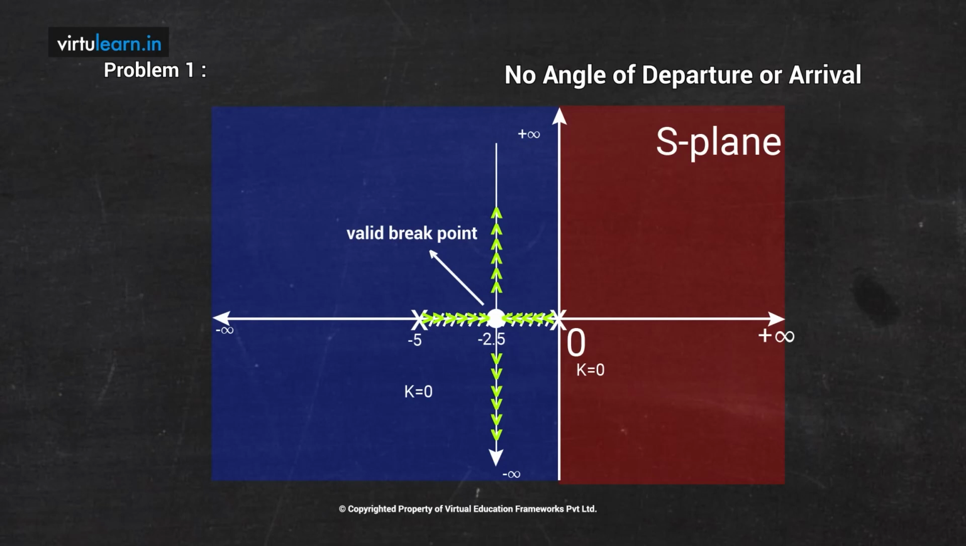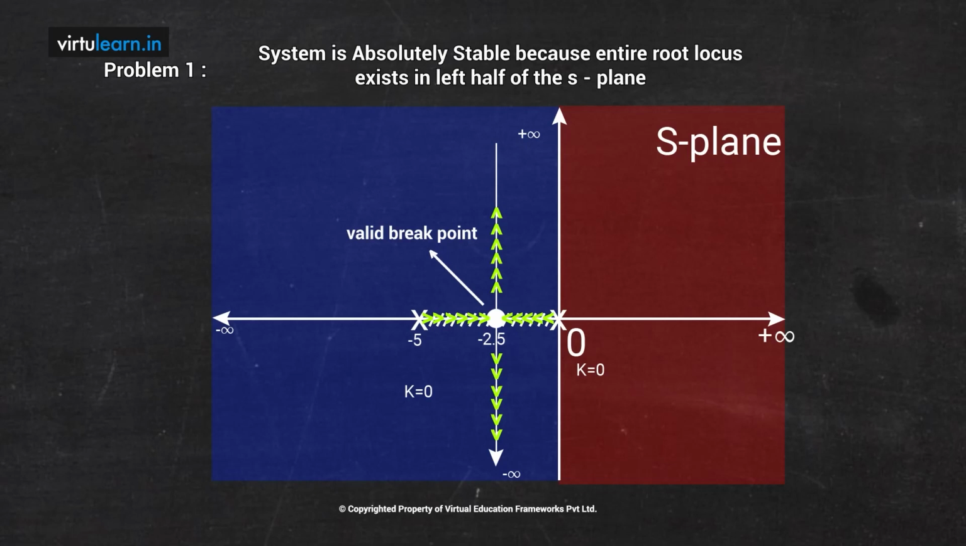Now, once you have this complete root locus sketch, what will be the conclusion? From this root locus diagram, the entire diagram is in the left half of the S-plane only. It is not moving to the right half of the S-plane. That means for all the values of k from 0 to infinity, both closed loop poles are lying in the left half of the S-plane. My closed loop system is absolutely stable. It is a very strong system, we can say.